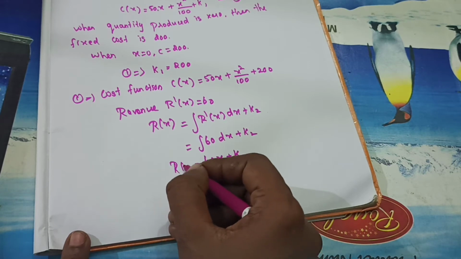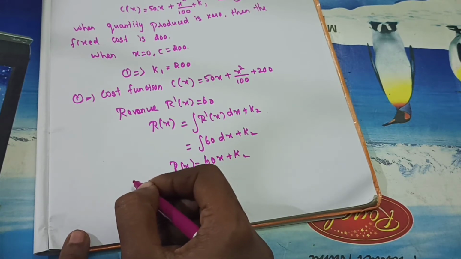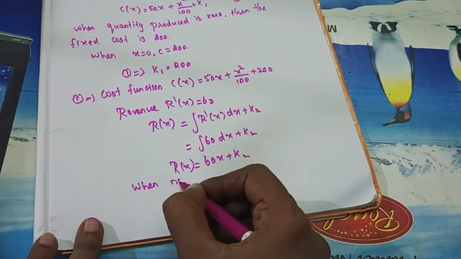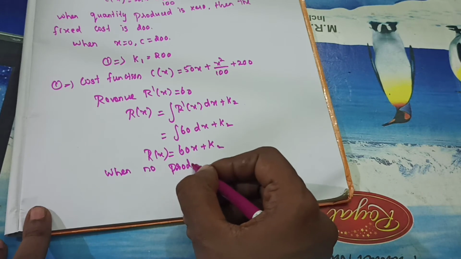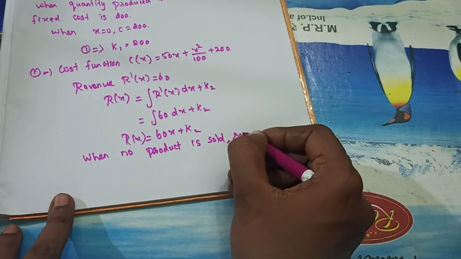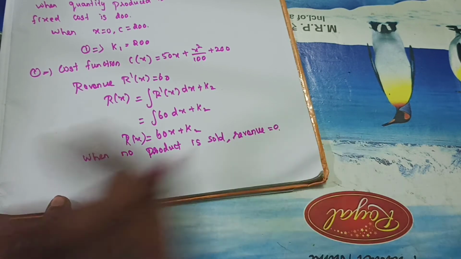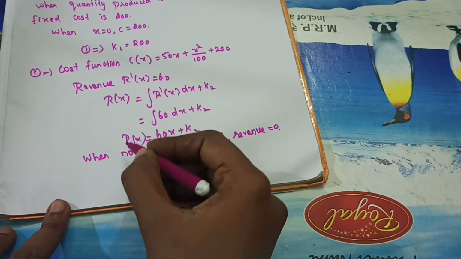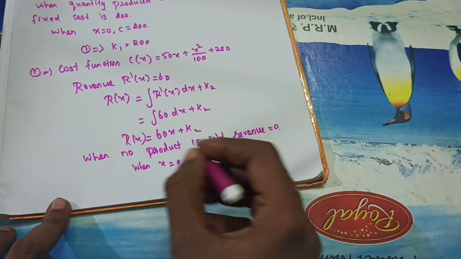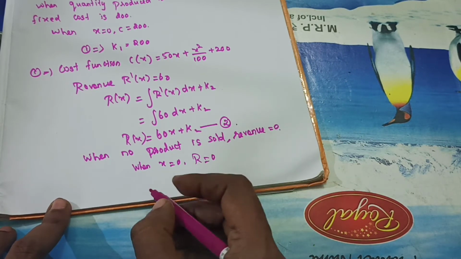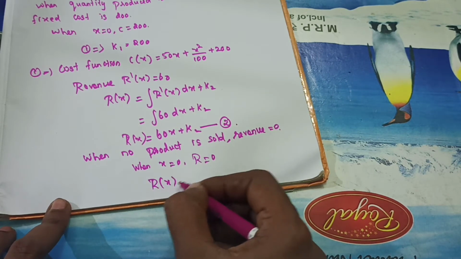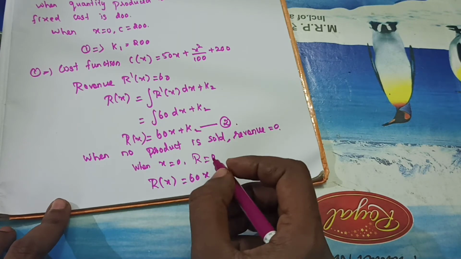So again also what will you do? When no product is sold, revenue will be 0. Is it right? If you are not at all selling anything, you won't get anything. All these things you have learned in economics, okay? So when x is equal to 0, R also 0. Now you can take it as equation number 2. So apply here. R of x is equal to 60x.